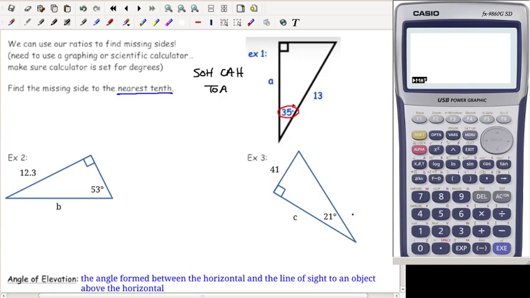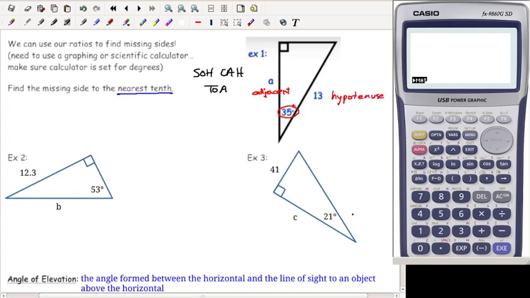Looking from this 35 degrees, the A is actually my adjacent side. It's the side that's part of the angle, right next to the angle. This is my adjacent side. And 13 is across from the 90-degree angle, so this is going to be my hypotenuse.